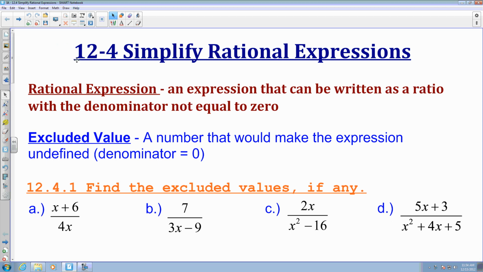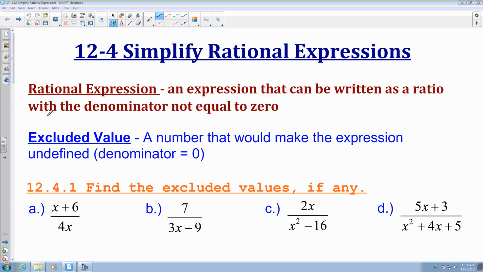Okay, I have section 12.4, and this deals with simplifying rational expressions. Now, a rational expression is an expression that can be written as a ratio with the denominator not equal to 0.